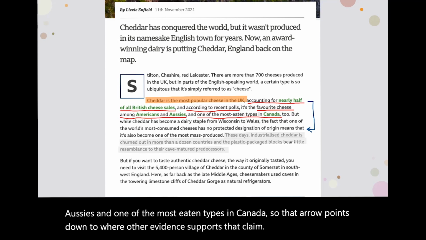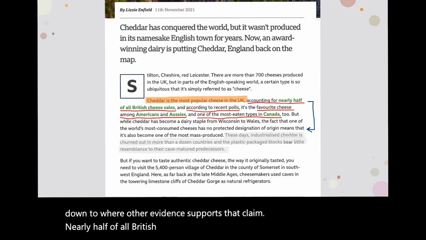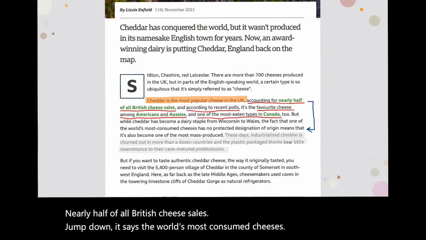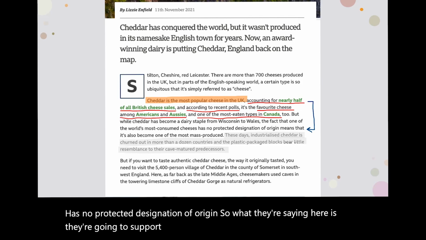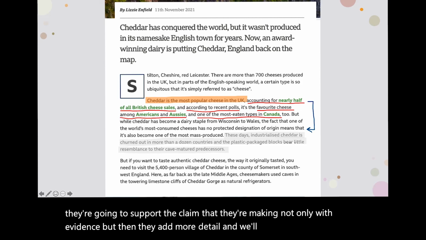Nearly half of all British cheese sales. Jump down, it says the world's most consumed cheeses has no protected designation of origin. So what they're saying here is they're going to support the claim that they're making, not only with evidence, but then they add more detail. And we'll talk about that in series 3.